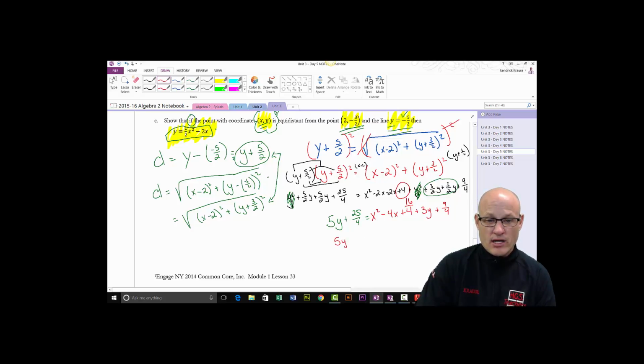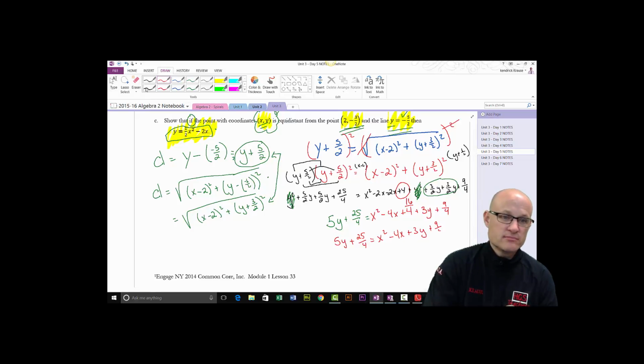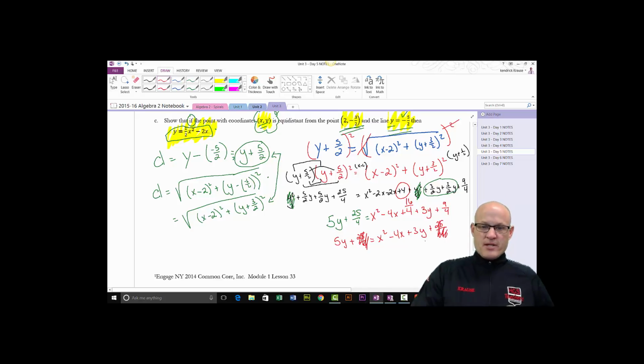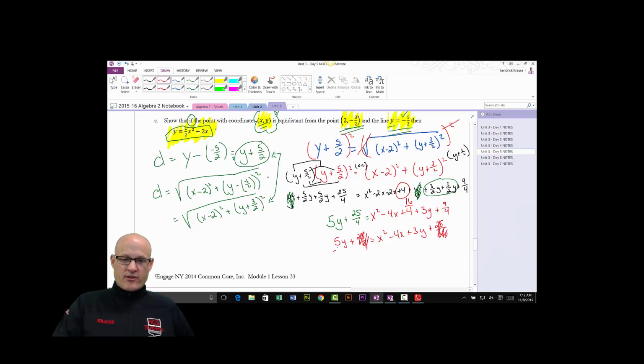So what I end up with is 5y plus 25 over 4 is equal to x squared minus 4x plus 3y plus 9 over 4 plus 25 over 4. And where did I get the 25 over 4? It's the 16 over 4 plus the 9 over 4. Okay, so now these match. That's good, that's what I wanted. I'm going to bring this 3y over. So when I subtract 3y, I get 2y is equal to x squared minus 2x. Divide by 2, and I get y equals 1/2 x squared minus x.